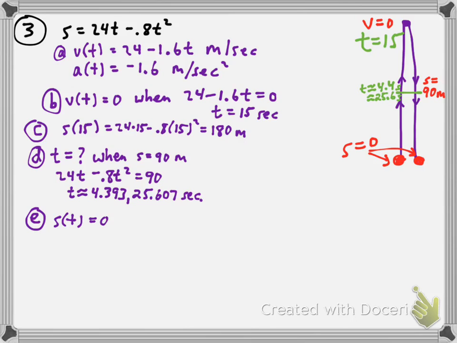And so S of t equaling 0 means that 24t minus 0.8t squared is equal to 0. And that's when t equals 0, and also, I'll let you solve this, t equals 30 seconds, as I said. And so 30 seconds is, hopefully obviously, the number that represents the amount of time that the rock was in the air.